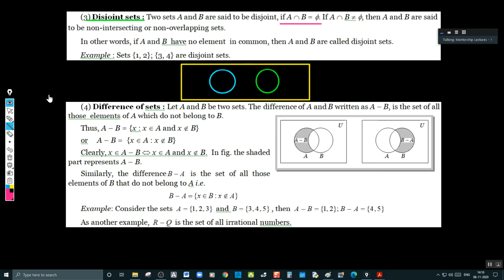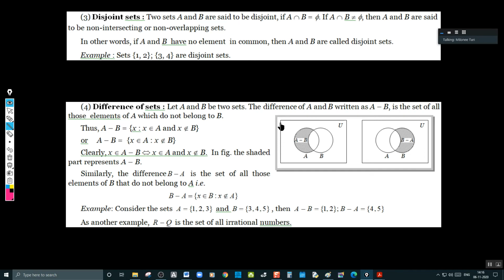Next, difference of sets. This is important. You have to understand this more clearly. Sir, what you wrote ahead, A intersection B is not equal to null set, that statement? What happened? That disjoint sets statement, A intersection B is not equal to phi. Then A and B are said to be non-intersecting or non-overlapping sets.